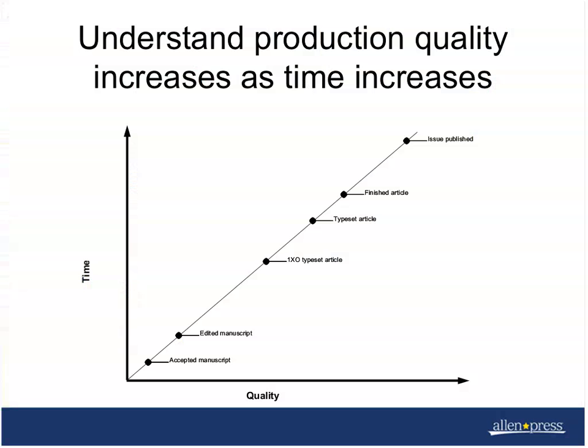Understand production quality increases as time increases. When determining where in the publication process to publish a preprint version of an article, you have to keep this in mind.